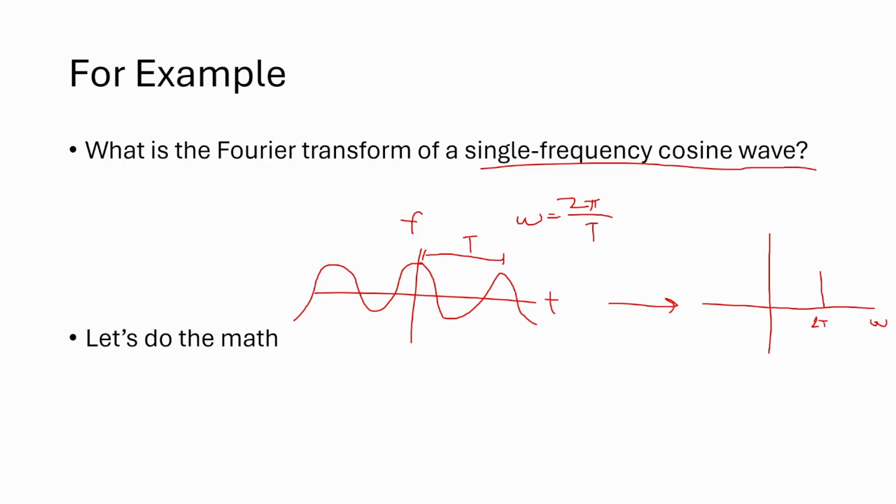boop, 2 pi over T. All of the content is just right there at that point on the axis. It should look like a vertical line, basically. And it's zero everywhere else because there is no other frequency except for that one frequency of the cosine. So that's what the math should tell us. Let's actually do the math and see if that's what comes out of it.